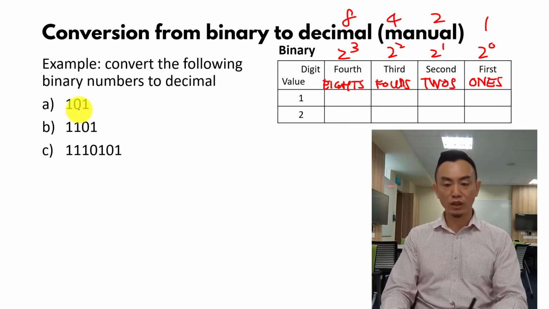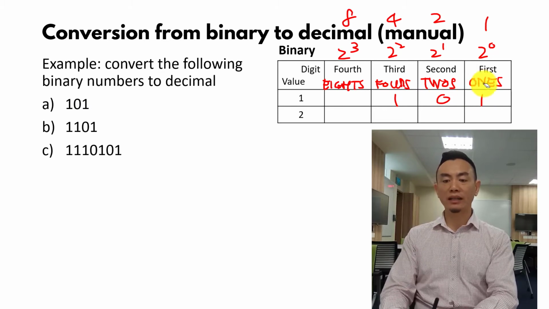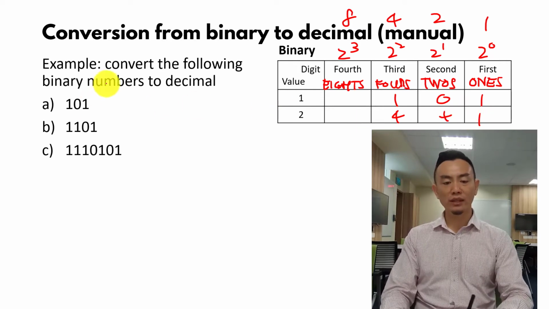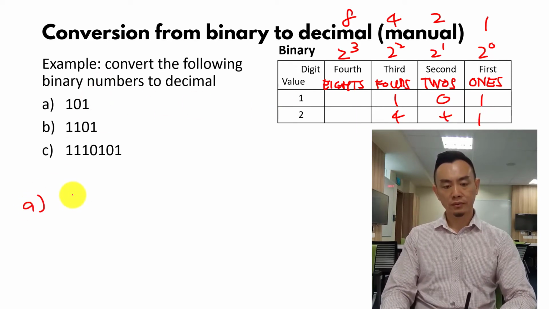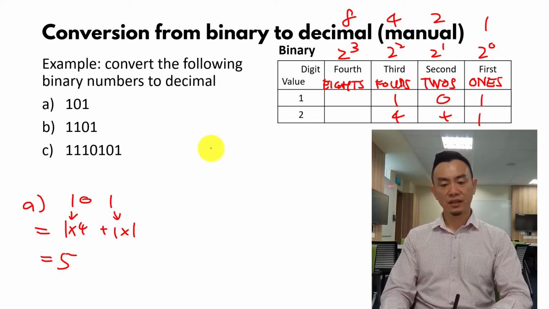Let's say we have 101, okay? So 101, that'll be 1, 1, and 1, 4. So 4 plus 1 is 5, okay? So 101 will be equals to 1 times 4. Okay, the 0 we just ignore, plus 1 times 1. And that gives us a 5.